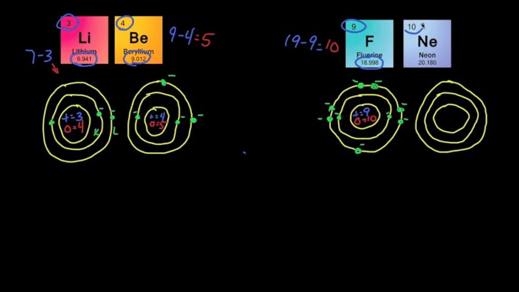Now let's look at neon. Neon has an atomic number of 10, so there are 10 protons. An atomic mass of, rounded off, 20. So 20 minus 10 equals 10 neutrons. And because this atom is electrically neutral, once again, it has 10 electrons. So a neon atom has 2 electrons in the innermost shell and 8 in its outermost shell.